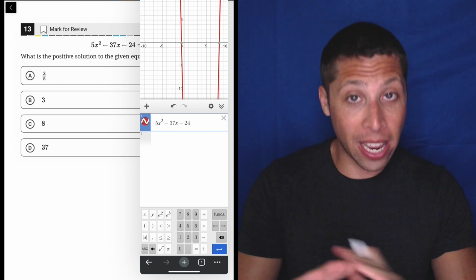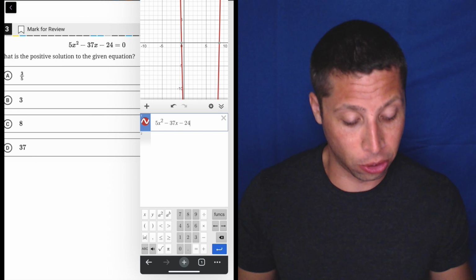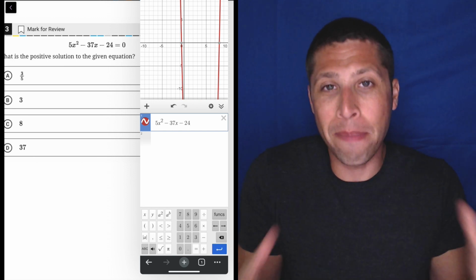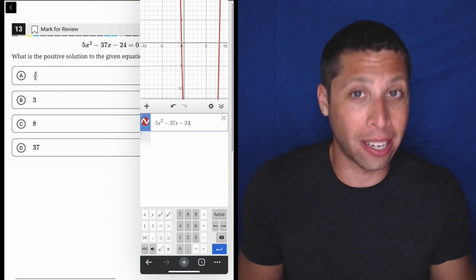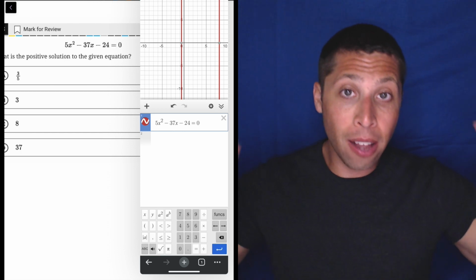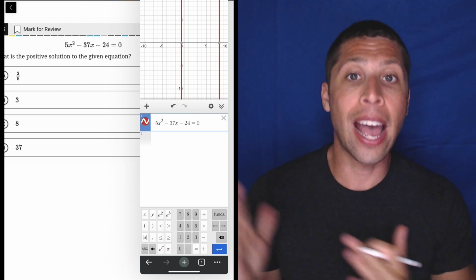So if I type it just as is, even without the 0, it's going to produce a parabola, right? This is the y equals version. So it's producing a parabola, but I don't even need to do that. I know that solutions for parabolas are x-intercepts, but if I just make it equal to 0, it's going to solve this equation for me. It's going to just give me 2 vertical lines that represent the x values.